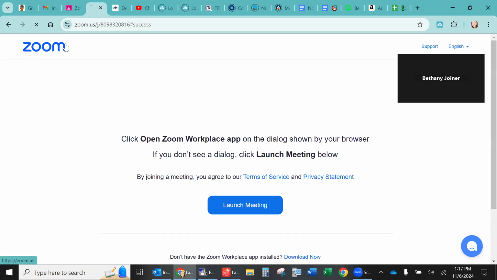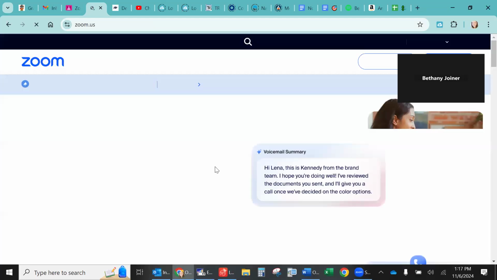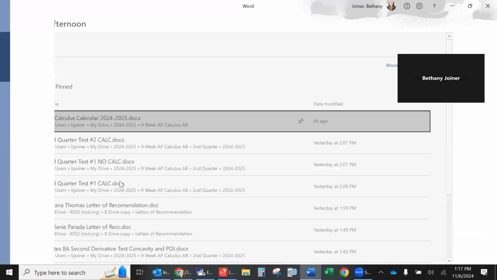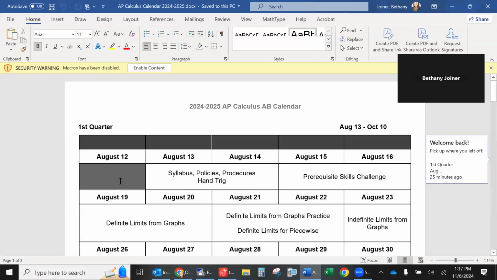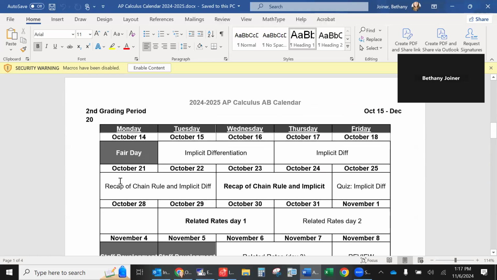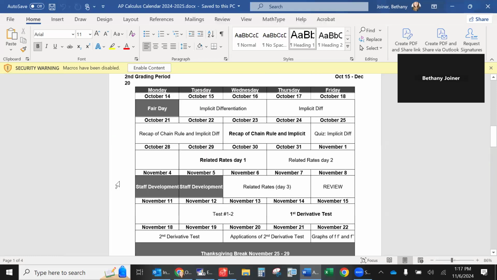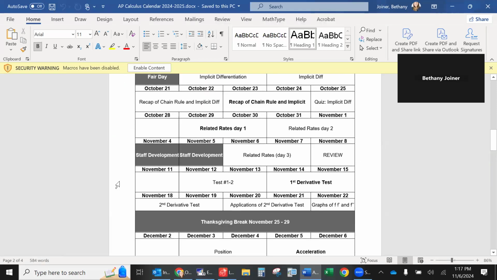I'm about to put the calendar up here. Okay, while you're getting your stuff out, look up here at this little calendar that I'm showing you.